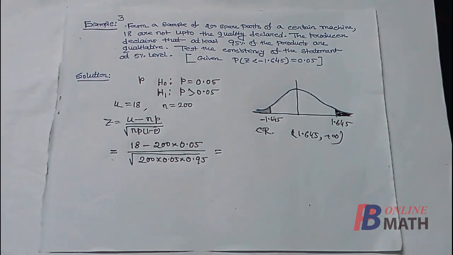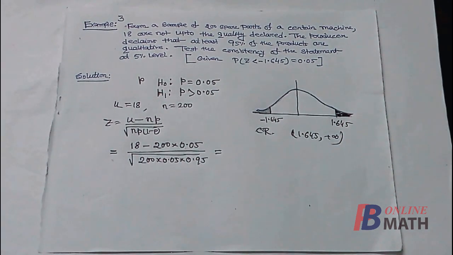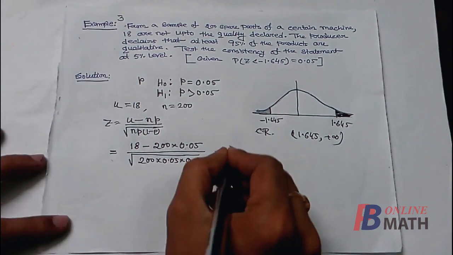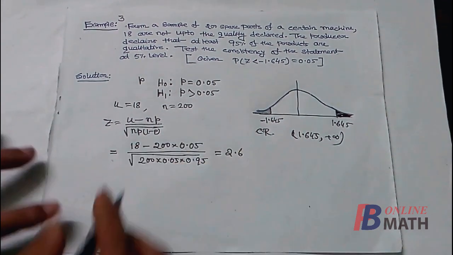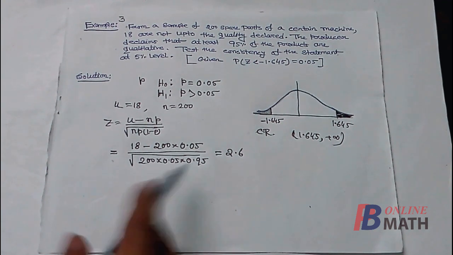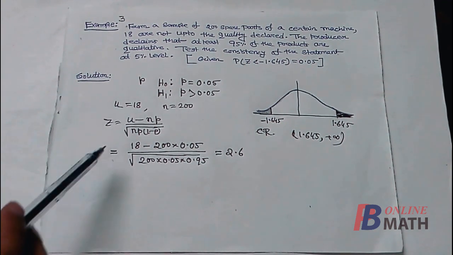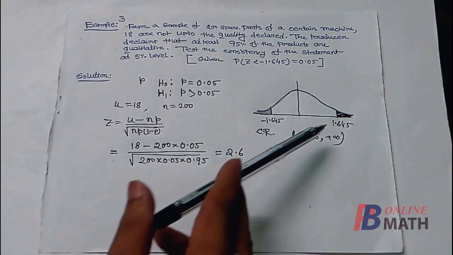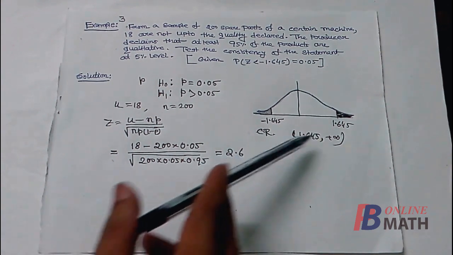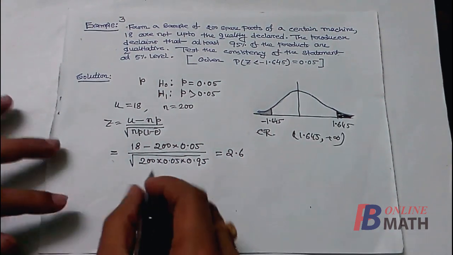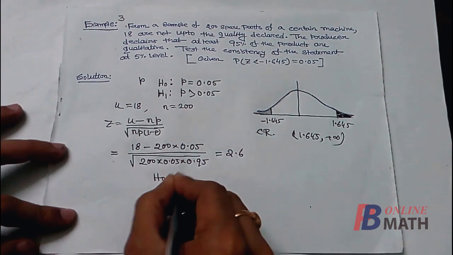So if we do this calculation, we can find that this is equal to approximately 2.6. So the value of this is approximately 2.6. The computed value of z lies in the critical region. Here you see that 2.6 lies in the critical region. So H0 must be rejected.